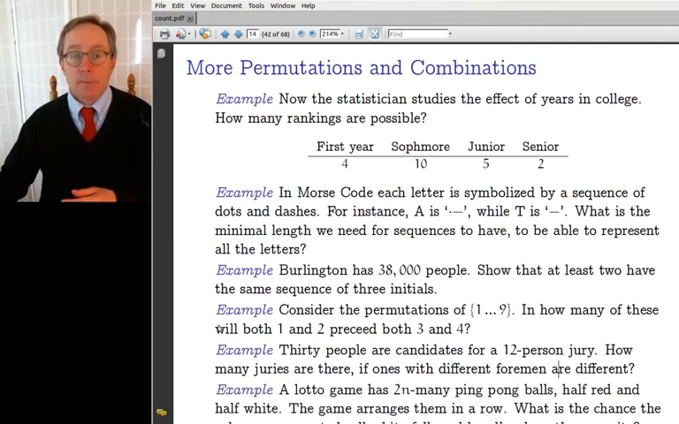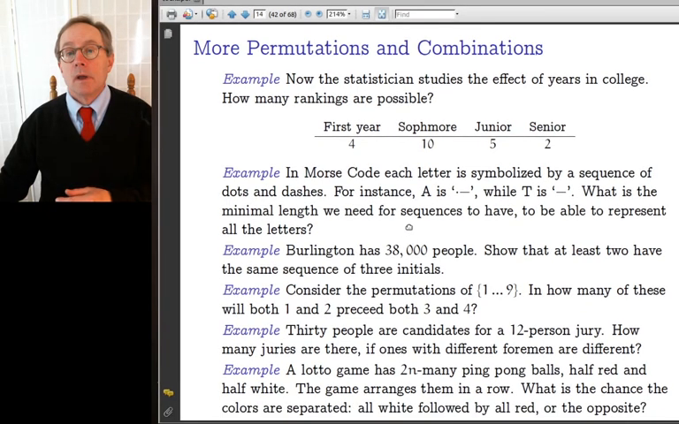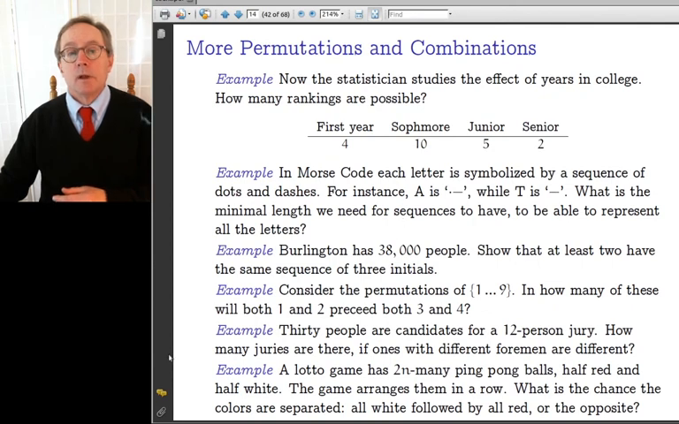Last one for the day, been a long day. A lotto game has 2n ping pong balls. Oh, I gotta move this darn thing. Sorry. There we go. Okay, so a lotto game has 2n many ping pong balls. Half of them are red, half of them are white. The game arranges them in a row. What's the chance that the colors are separated? That all the whites follow all the reds, or else all the reds follow all the whites?